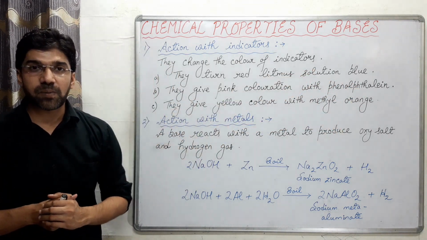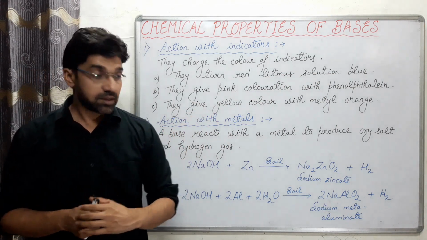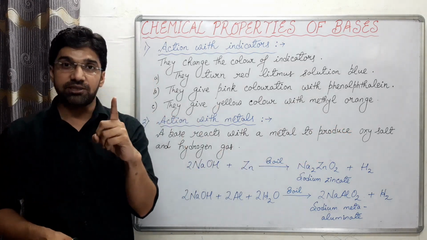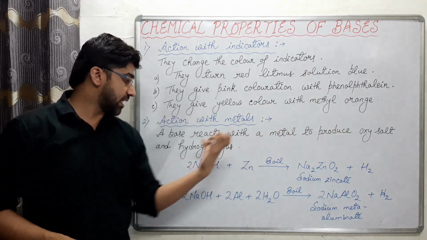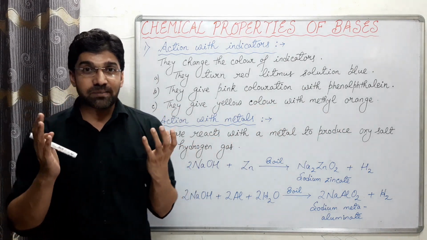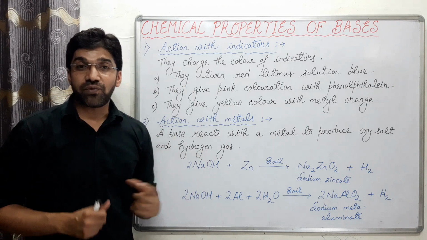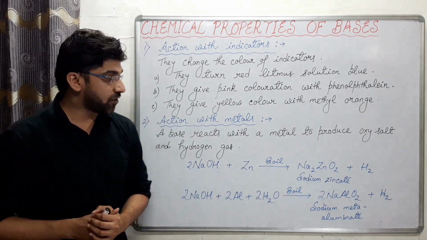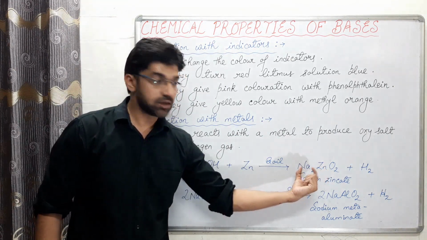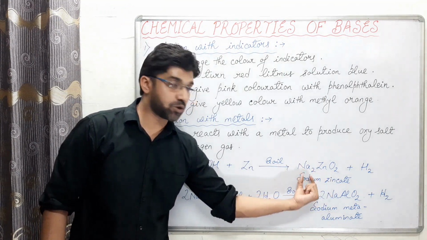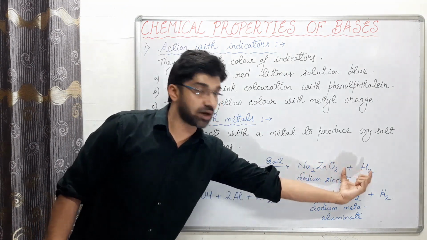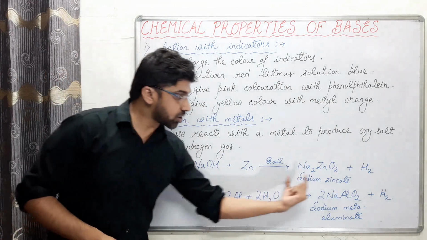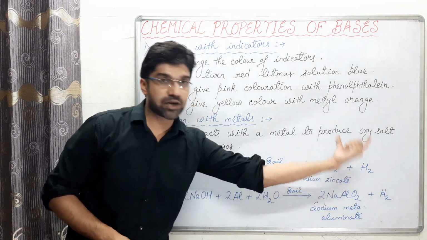Now let's come to the second chemical property, that is action with metals. Bases react with the metal to produce oxysalt. Salt containing oxygen is called oxysalt. Oxysalt and hydrogen gas. For example, the base sodium hydroxide, when it reacts with the metal zinc, and when we boil the solution, we have formation of oxysalt. Which one? Sodium zincate, Na2ZnO2, along with evolution of hydrogen gas.